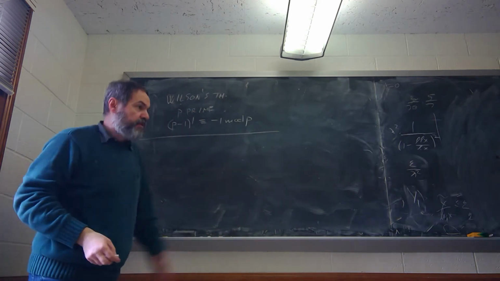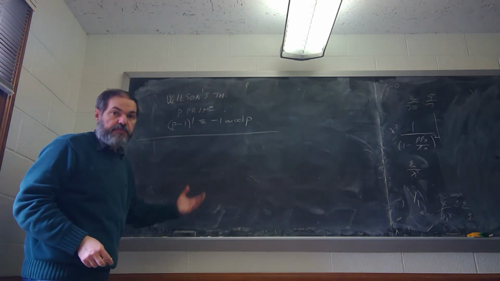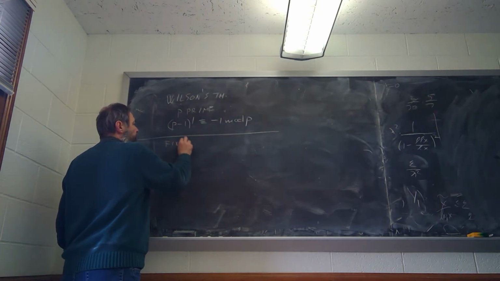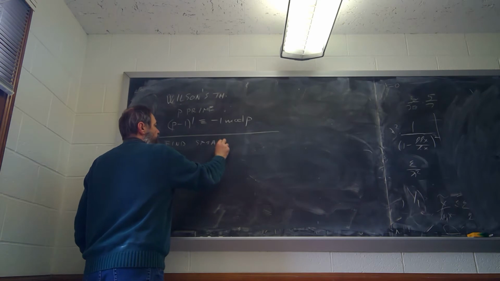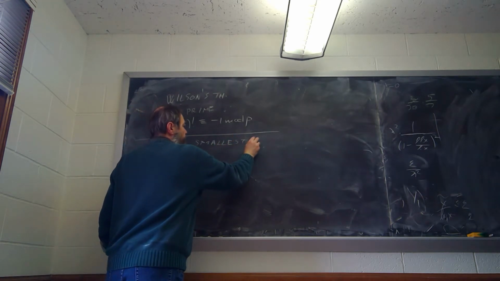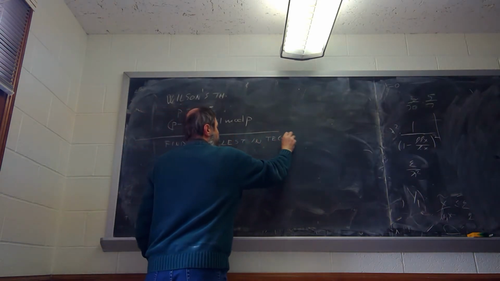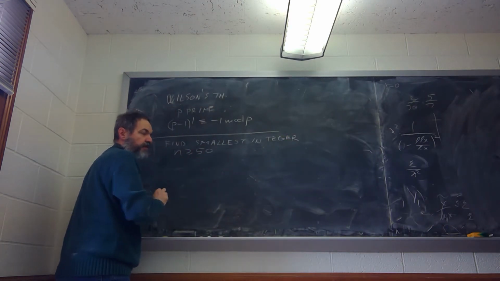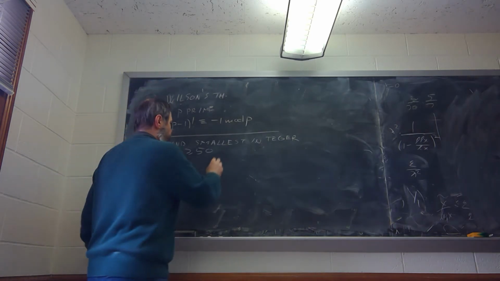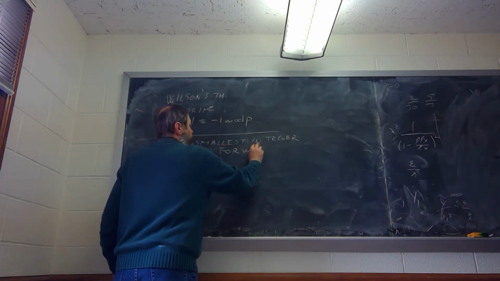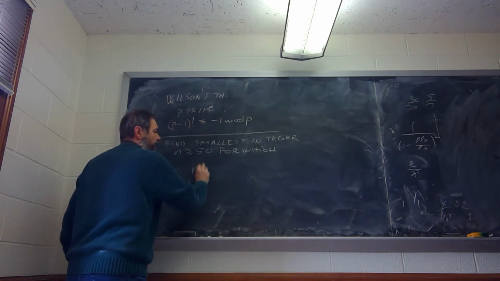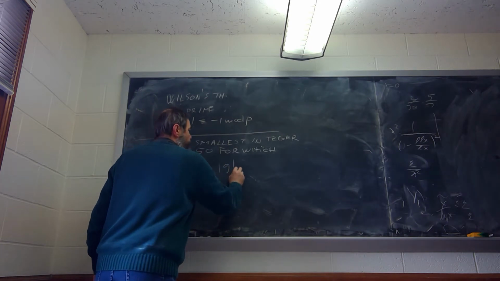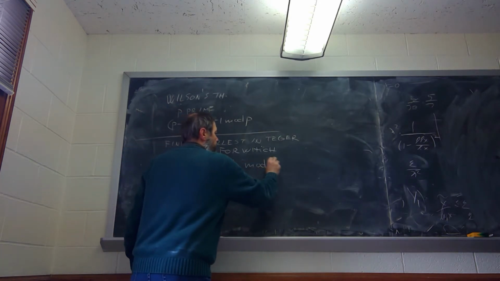A typical problem, for instance, is if we have something similar. So let's say find smallest integer, and say larger or equal to 50, for which n is congruent to 19 factorial mod 23.